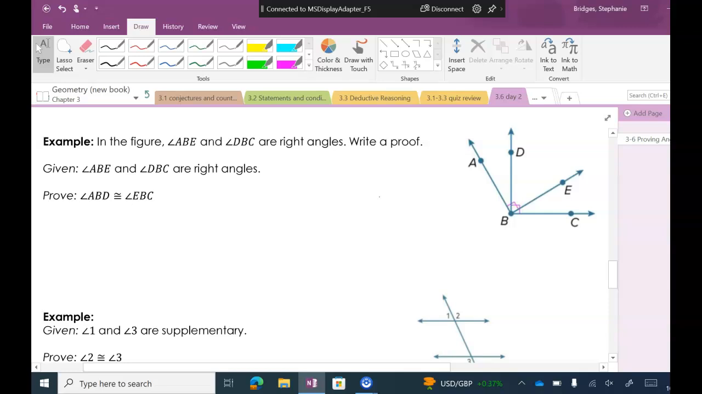Flip it over. I'm actually going to do this on the board because I just don't have a lot of space to write it up here. Draw my picture first.